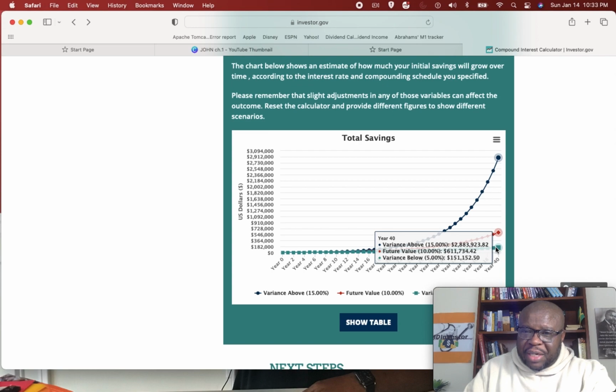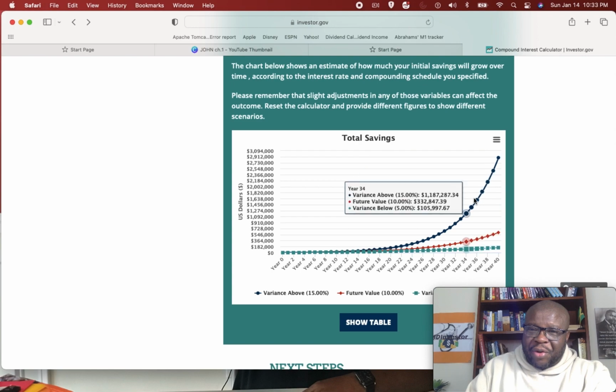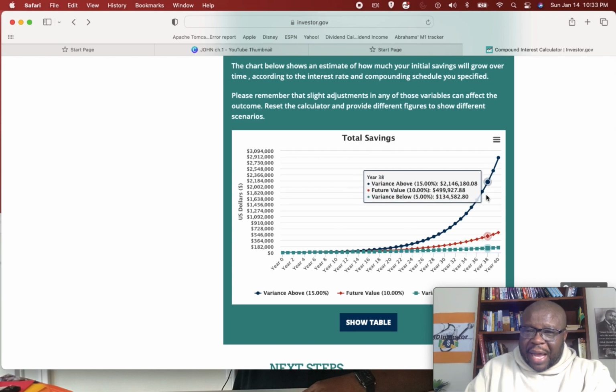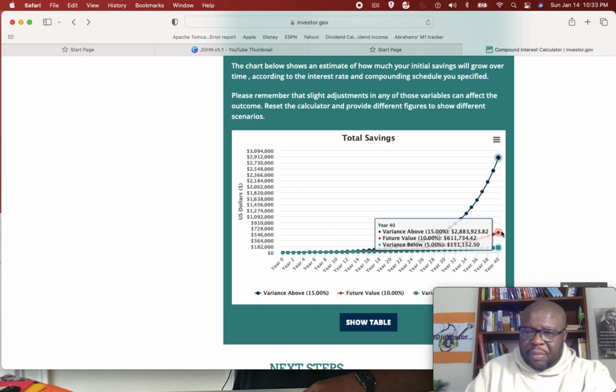The 15% return, you see the hockey stick is already occurring. They're already curving at a hockey stick. They're already at $2 million. The 15% return after 40 years, $2.8 million. So here we see after 40 years, the 5% return is only about $151,000.